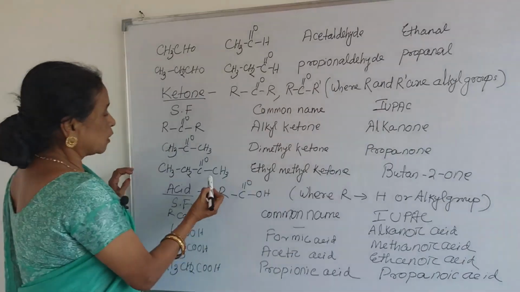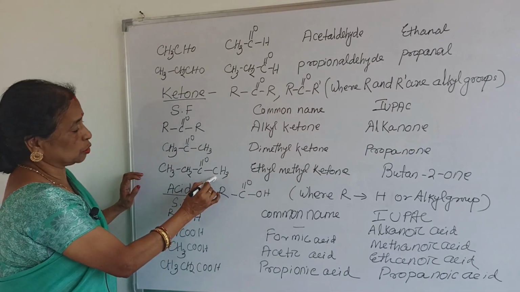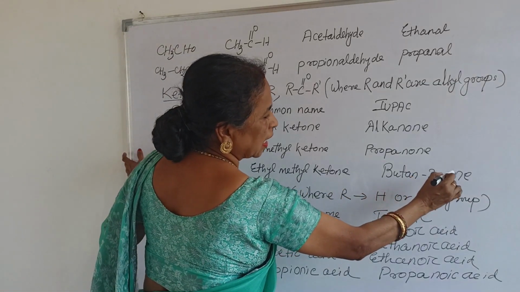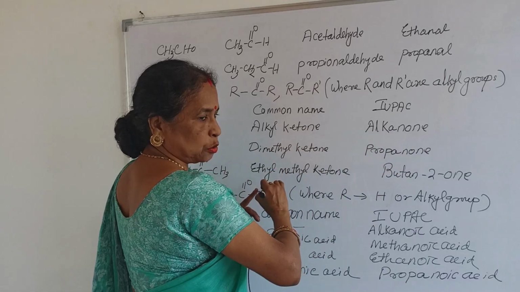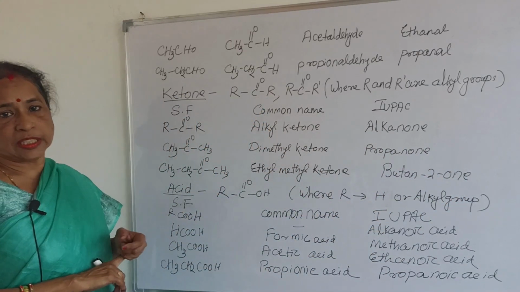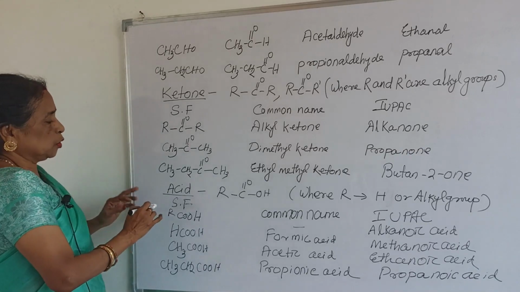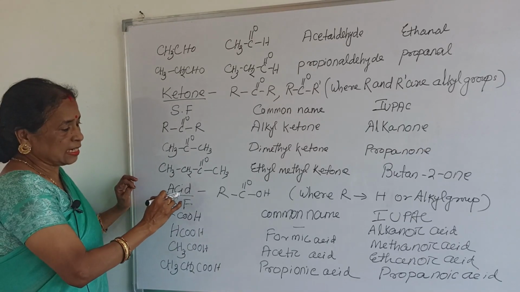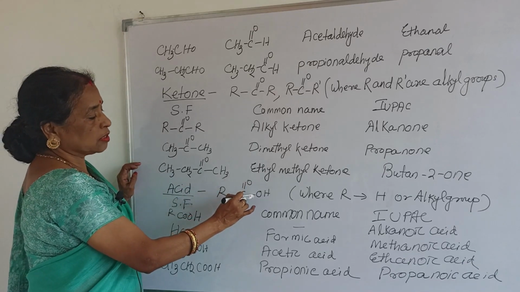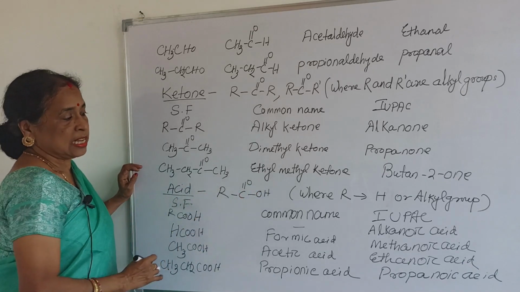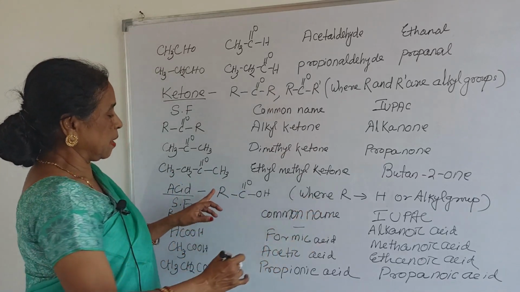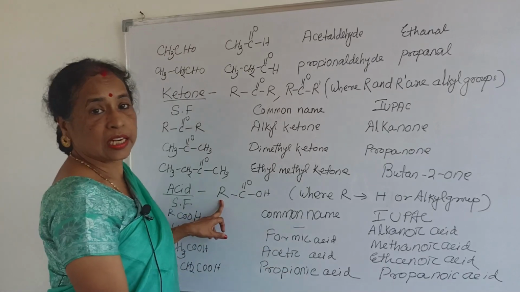Butan-2-one. Then how? Actually this is position 1, this is position 2, and that is why it is known as butan-2-one, position 2, one. And that nomenclature will be clear in the nomenclature section. Then come to acid. Acid has the formula RC double bond O single bond OH. That means this is called the carboxyl group, where R is maybe H or maybe an alkyl group.